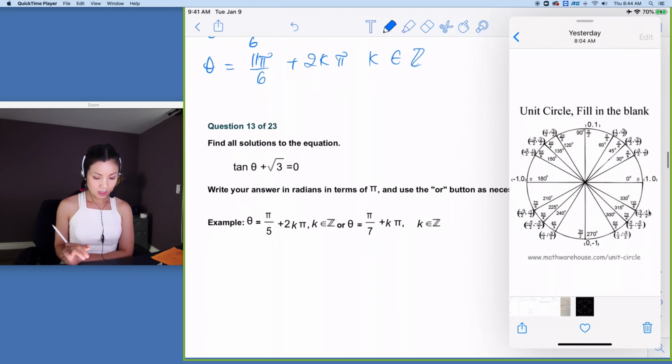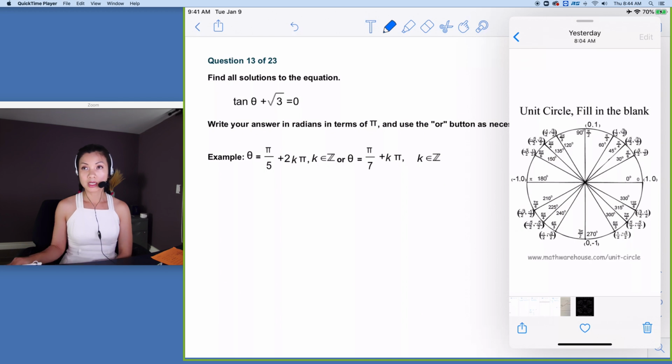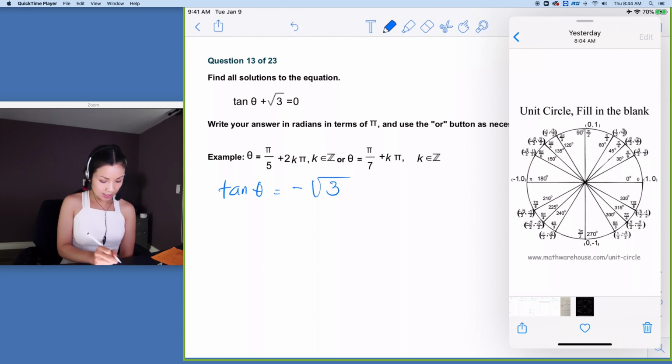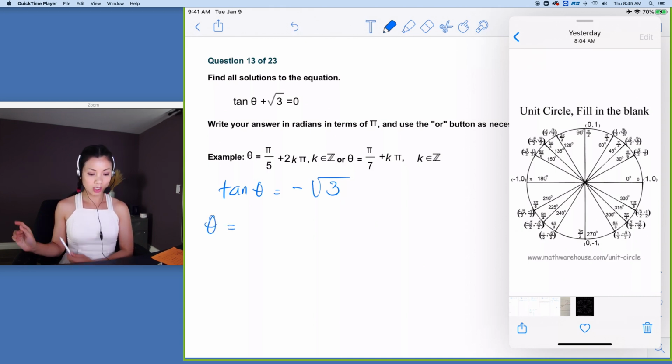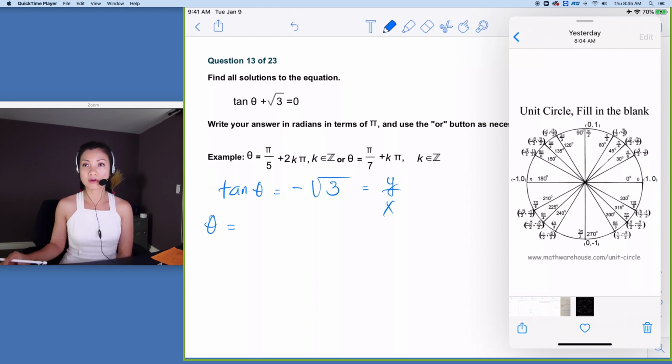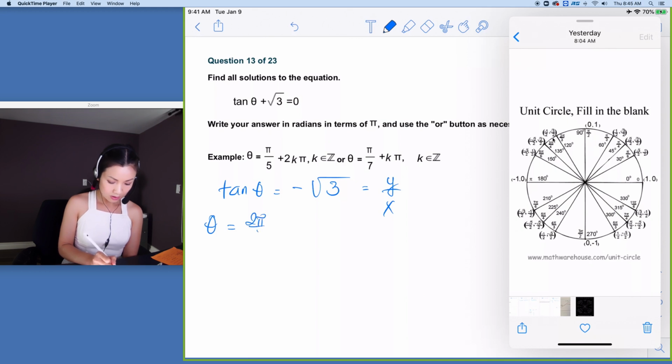Okay. Number 13, same thing. I'm going to go ahead and isolate. This is quite easy because we just move it over. Once again, I'm going to look for, so don't forget that this one right here is y over x. Okay, and don't forget we have that negative right there. So what I have for negative radical 3 over 1 is this one, 2 pi over 3.